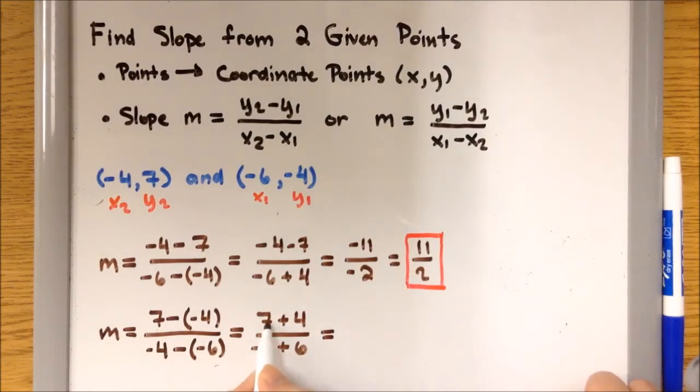And then I simplify. 7 plus 4 is just 11. Negative 4 plus 6 will be a positive 2. Nothing else I can do to simplify. So that's our final answer for our slope.